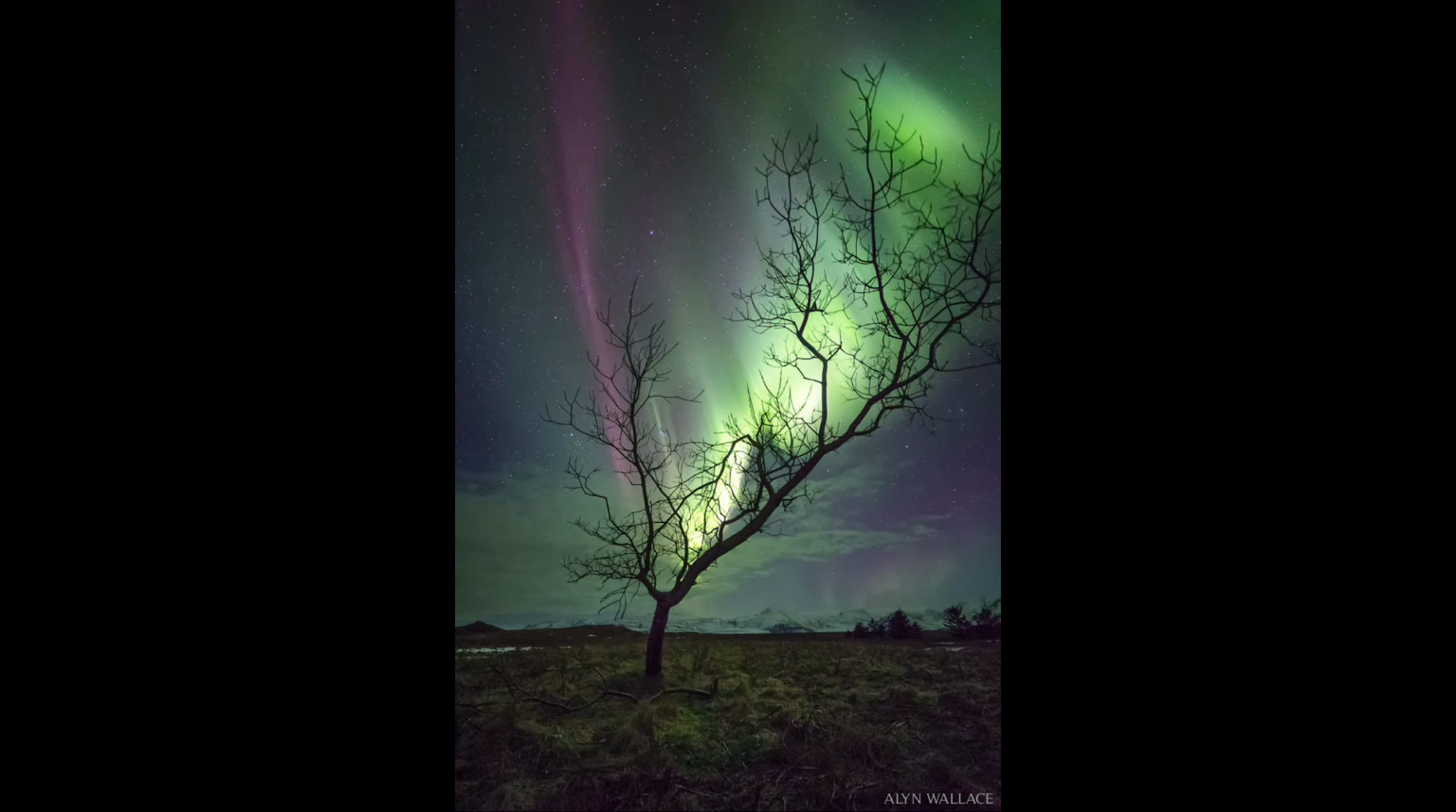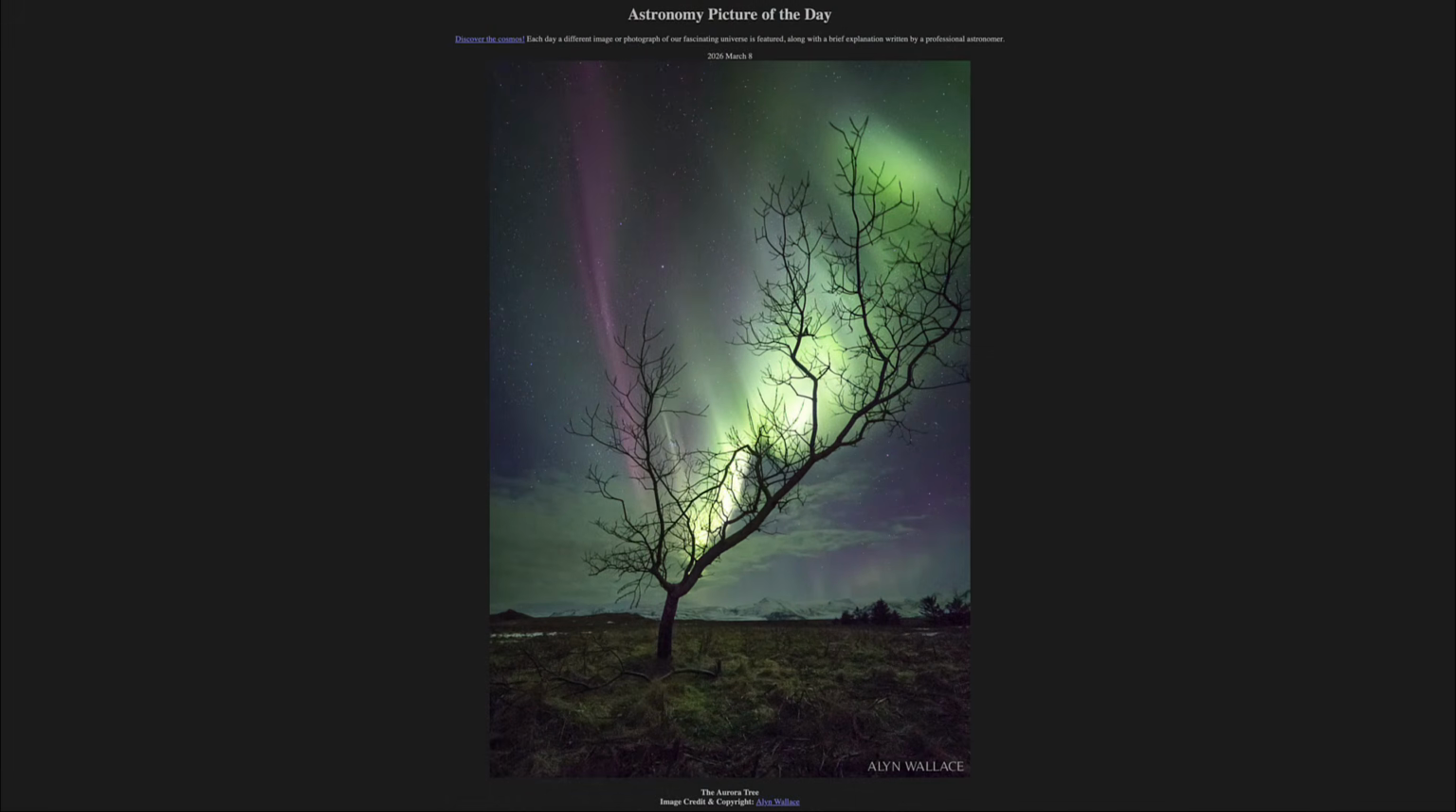That doesn't mean that it stops. It will still occur, just not be as strong. There will not be as many strong storms as there are at this point. So that was our picture of the day, titled The Aurora Tree.